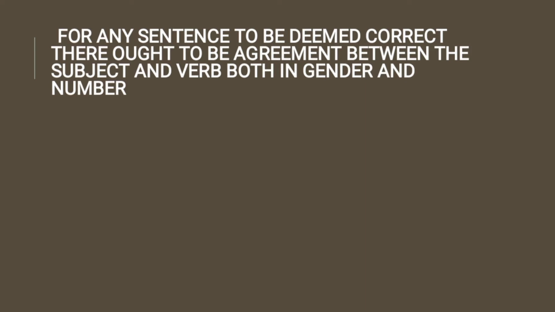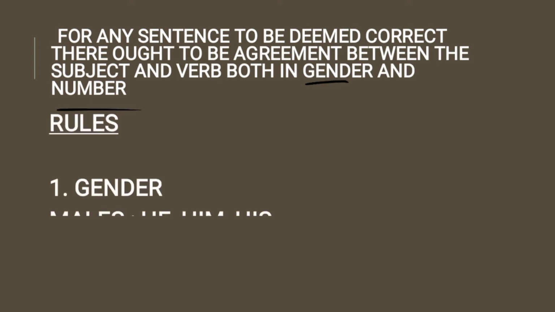So remember, I said when we say agreement between the subject and the verb, we are talking about the auxiliary verb and not the main verb, both in gender and number. So the agreement is considered both in gender and number. So we are going to look at these two things separately. Let us look at the rules. The rules about gender.